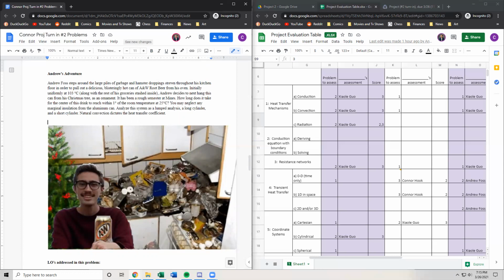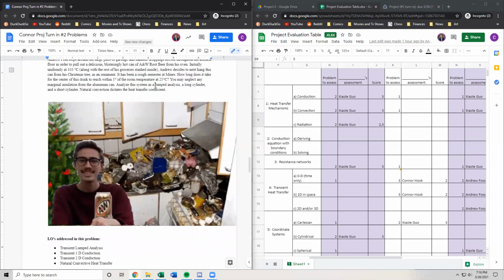So he pulls his groceries out of the oven. He forgot it. He left it in there before he went for a nap. And he's going to pull out a nice hot can of root beer and hang it as a Christmas ornament. And this question is basically just, how long does it take for the center of this drink to reach room temperature, technically within 1 degree of room temperature.